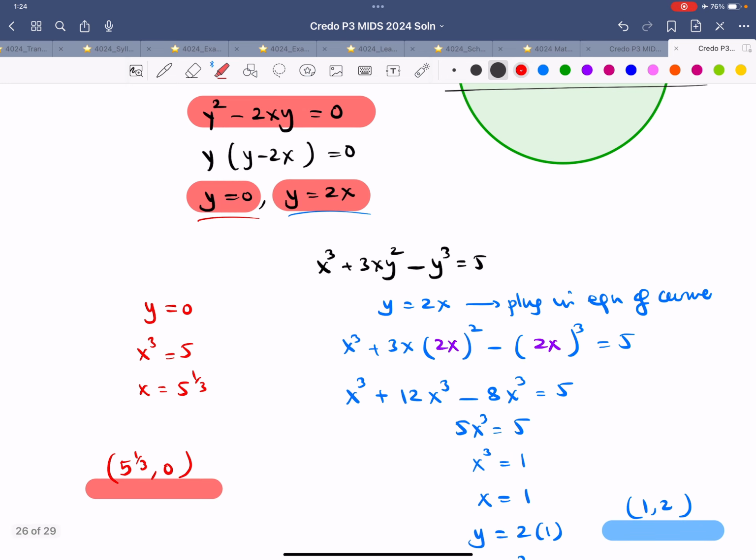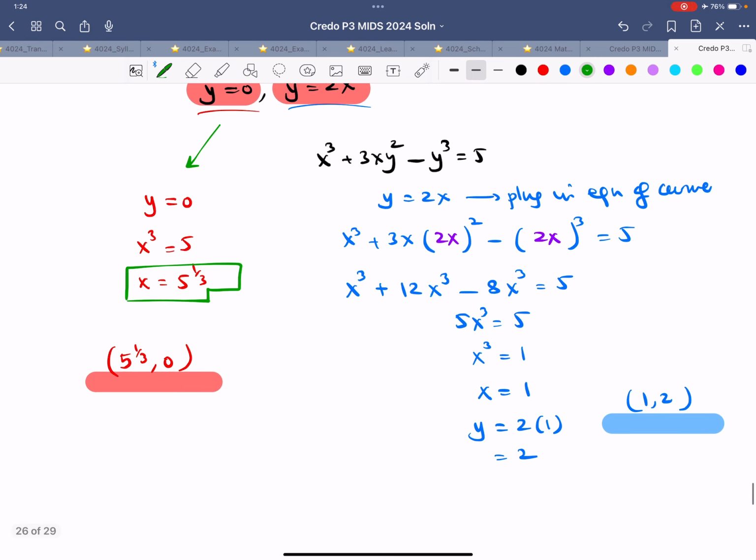Now when I plug in y is equal to 0 over here, I get x is equal to 5 raised to the power of 1/3. Yes, such numbers do appear. It's all about the exact form.